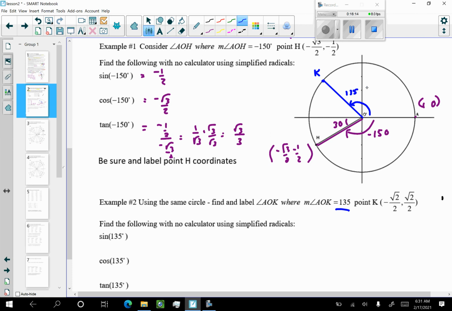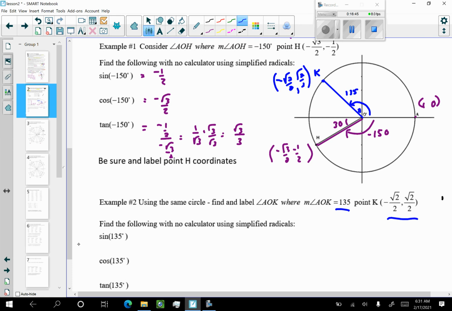Well, what is 135? 90 plus 45. So this small angle here, we found already, we found the points of that on the unit circle. And the points were negative square root of 2 over 2, square root of 2 over 2. So the coordinates of this are negative square root of 2 over 2, square root of 2 over 2. You'll probably have to go back and look at your notes from the last 2 weeks, where we've done all this. Now we're just making all these connections.